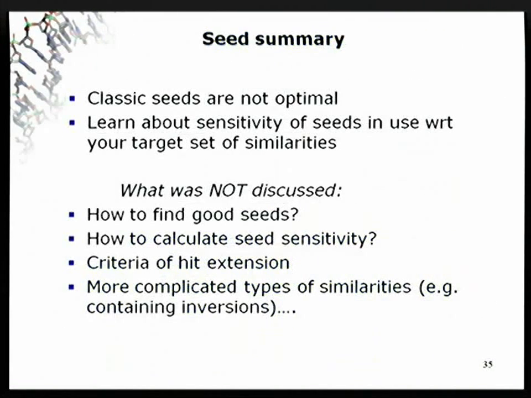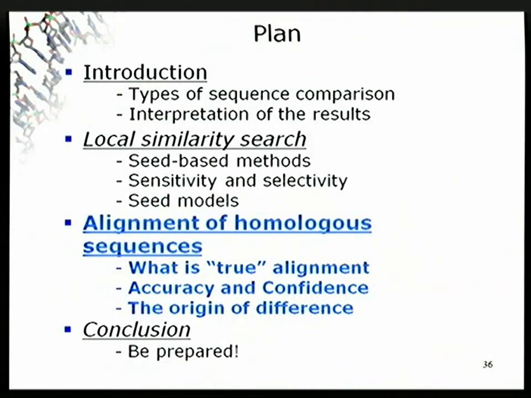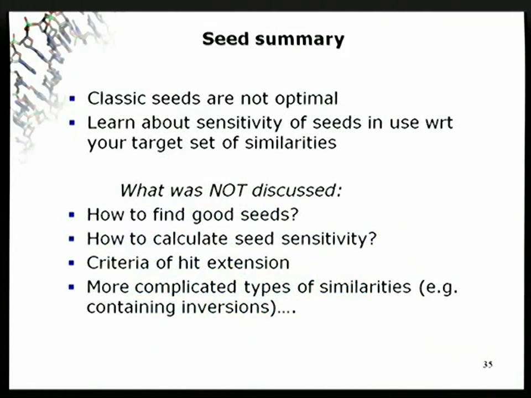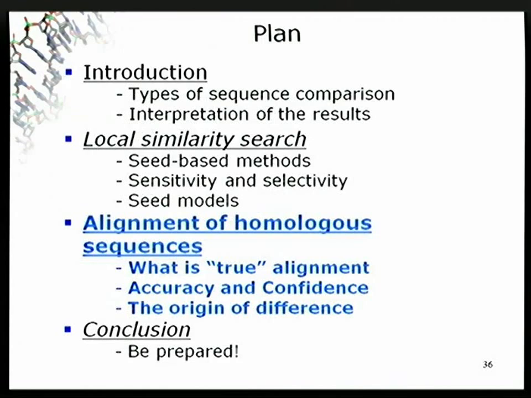To summarize what was presented for the seeds: the classic seeds are not optimal, and when we use some seed algorithm, we have to specify parameters. We have to specify the target set of similarities, because the usage of a different seed model should depend on the target set of similarities. There are also several things which weren't discussed here, but that are important in practical problems, and some of them are presented here. And now let's go to the second part of my presentation.